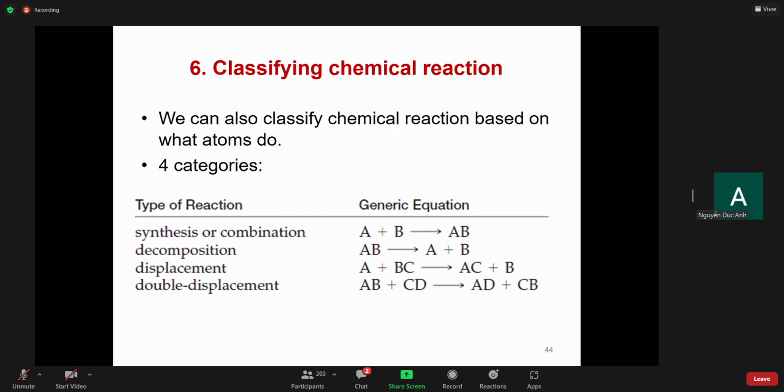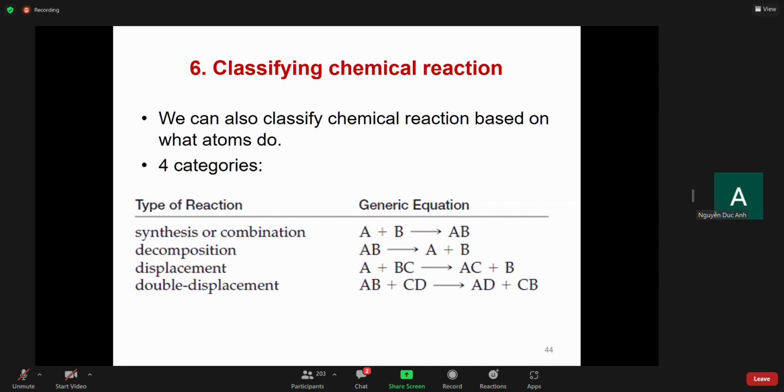So besides the classification of chemical reactions based on acid-base reactions and redox reactions, we can also classify them in some other way. In this part we separate them based on what we see in the products. There are four categories of reactions in this kind of classification.